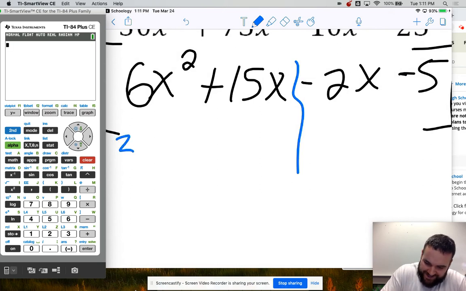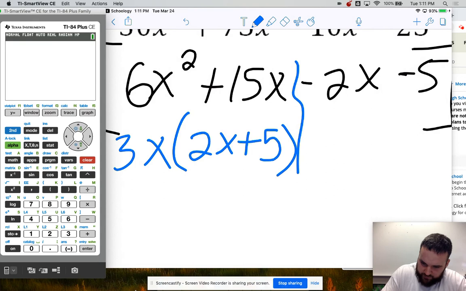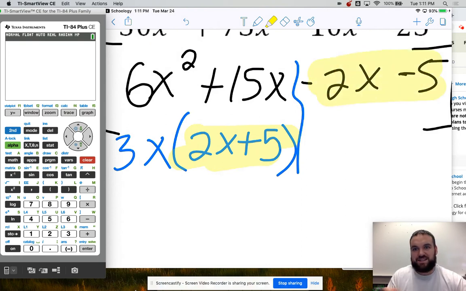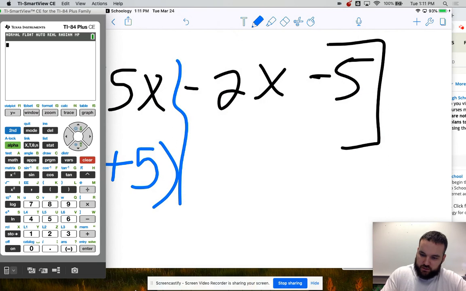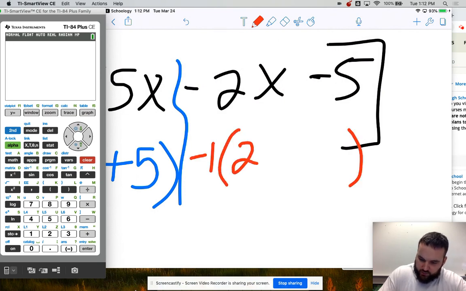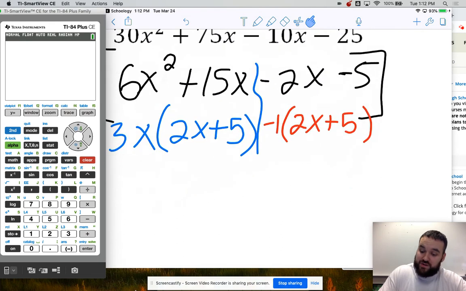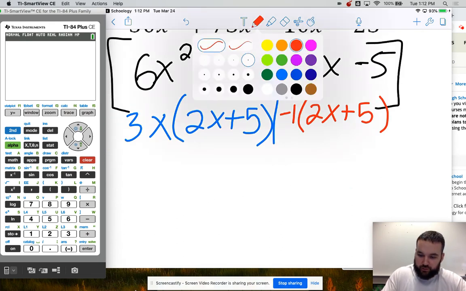6x squared plus 15x. 3 divides both of my coefficients. X can come from both terms, so then I have 2x plus 5. And as I'm going through this, I know I'm working towards the correct answer because I see some variation of 2x and 5 on both sides. Now here I can't just keep the parentheses the same. I do have to take out the negative from both of these terms. So I'm going to put negative 1 as my GCF, which would then turn both of these to positive, which now my 2x plus 5 matches on both halves.